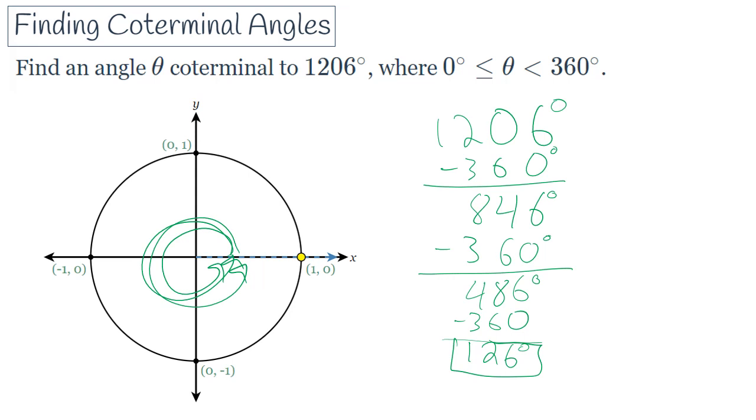Again, the angle 1,206 is a coterminal angle with 126. Technically, it's also a coterminal angle with 486 and 846, because they would all be at the exact same spot on the circle. So basically all you do is subtract 360 from the large angle until you get down to an angle that's between 0 and 360, and that's your coterminal angle. Hopefully that makes sense.